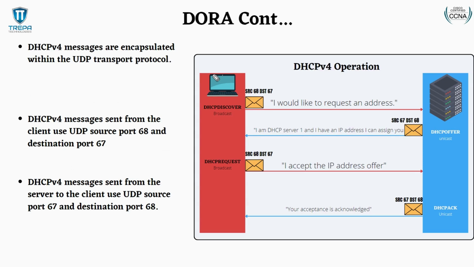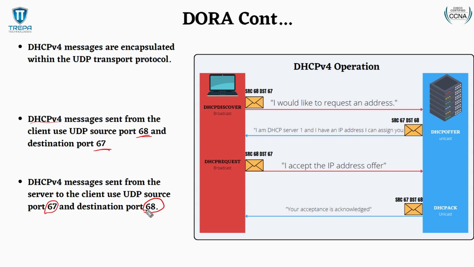So DHCP version 4 messages are going to be encapsulated within the UDP protocol. So that's a long way to say DHCP uses UDP. And then we have 2 port numbers that we're going to use. It's going to be 68 and 67. So from the client, it's going to be source port 68 and destination port 67. And then you're going to flip that when it comes to the server talking to the client. So the server's source port's going to be 67 and the destination port's going to be 68.